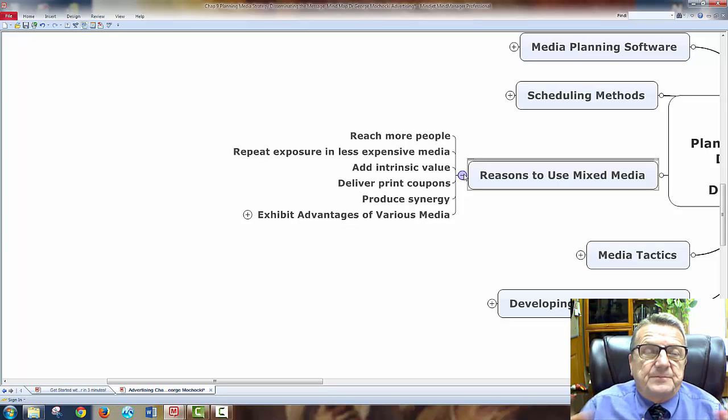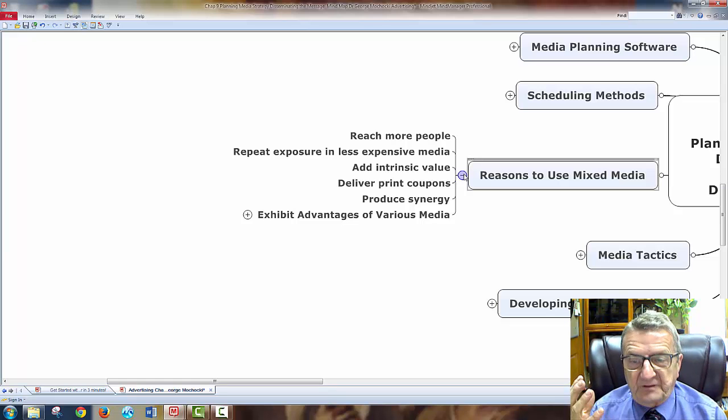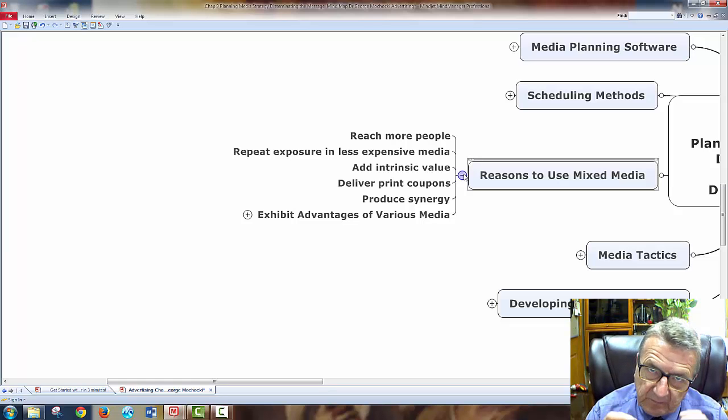Okay, reasons to use mixed media. Mixed media. We have different senses. As I mentioned before, in the learning process, the more senses I involve, the more senses I'm exposed to in one event, the higher the probability of remembering more of the small details of the event, because each one builds on the others. So I reach more people by using different media.